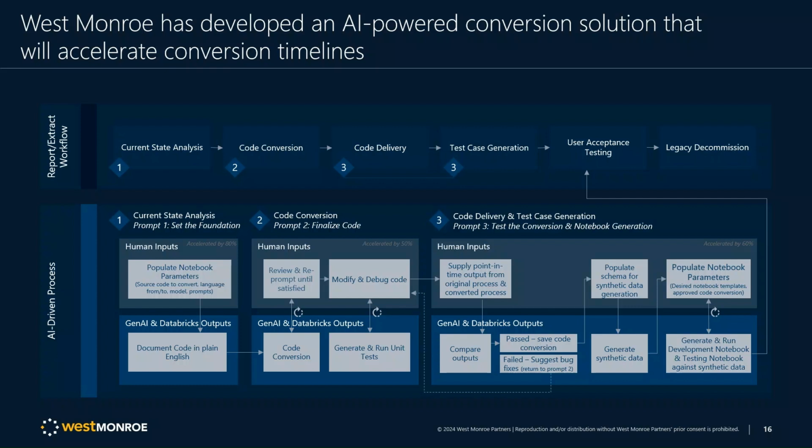West Monroe estimates utilizing an AI-powered approach within the conversion workflow can accelerate current state analysis by 80% and can accelerate the code conversion by at least 50%. In the next video, we will showcase the AI-powered approach to code delivery and test case generation.